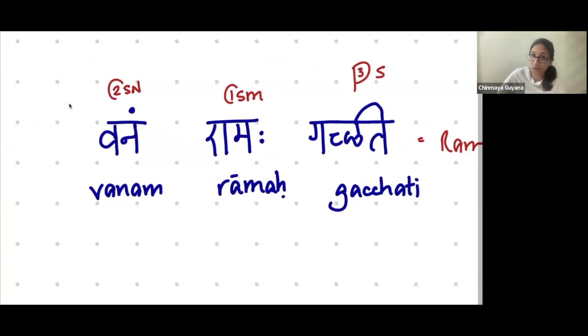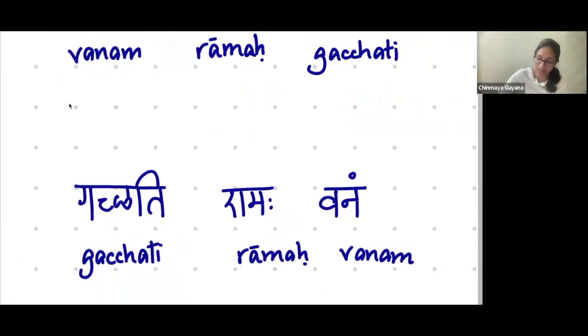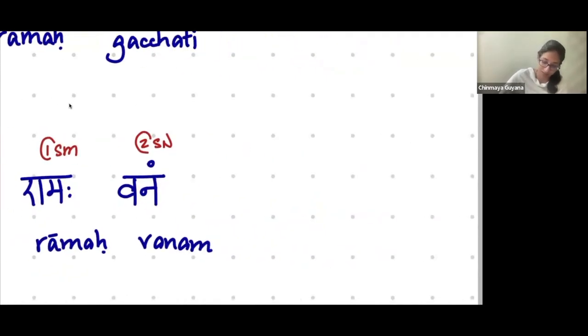This is goes to, gacchati. Who goes? Rama. Where does he go? Forest. Simple? Okay. Now last one. Gacchati Ramaha vanam. Where is our verb? Same. Third person singular. Where is our subject? Same. First case singular masculine. Where is our object? Same. Second case singular neuter. And the meaning? Verb is gacchati, goes. Who goes? Rama goes. Where does he go? Vanam, forest. So that means the meaning of this sentence is Rama goes to the forest.